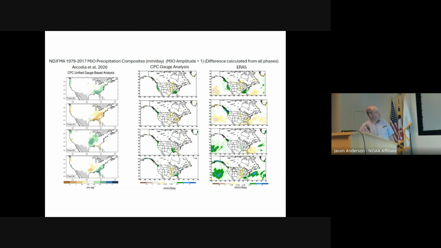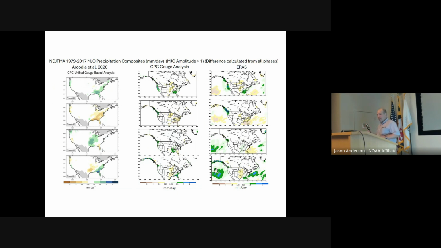And then phases 8 and 1, wet across the Southeast for the gauge data, also for the Southeast and off the East Coast for ERA5. I also want to note, I can't show it with Arcodia's work, but what I'm seeing too is that in ERA5 data, for phases 2 and 3, 4 and 5, it's dry in the Pacific. There's wetness, it's above normal precipitation for 6 and 7, 8 and 1.